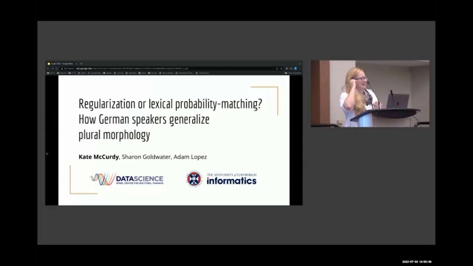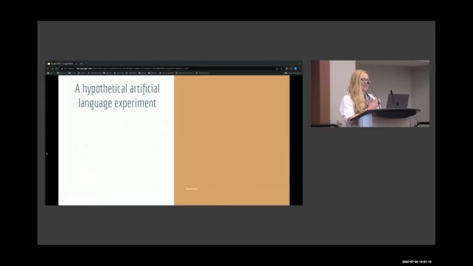This is "Regularization or Lexical Probability Matching: How German Speakers Generalize Plural Morphology." This is work done by me, Kate McCurdy, with my supervisors, Sharon Goldwater and Adam Lopez, at the University of Edinburgh. So here we're going to be interested in how speakers handle variation in their input, and artificial language learning studies have given us a lot of information about this in recent decades.